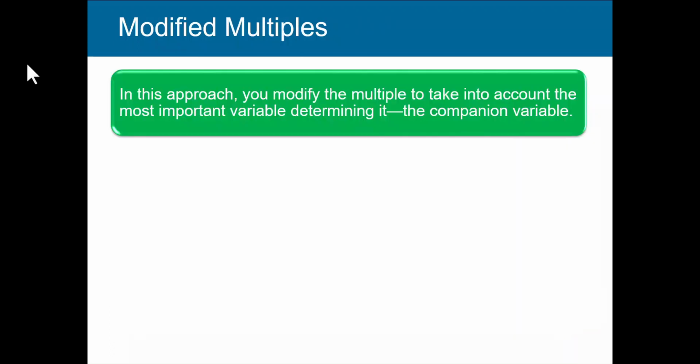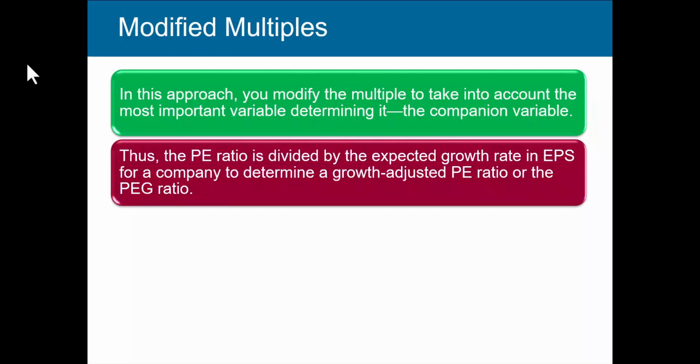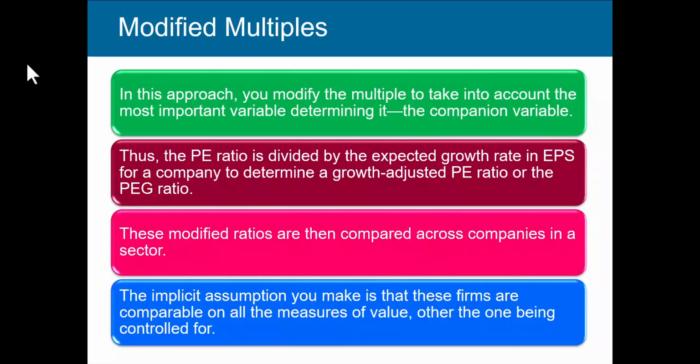So the second technique, this was the subjective. So we understood the first one. Second one, how do we modify the multiples? Right?